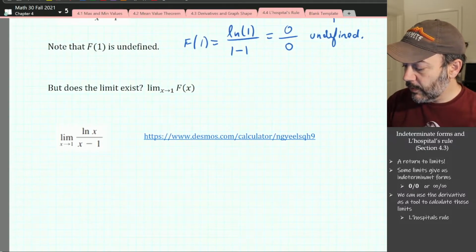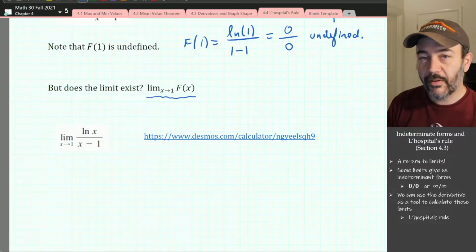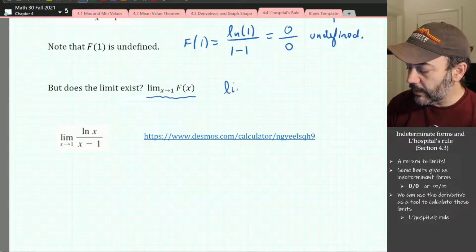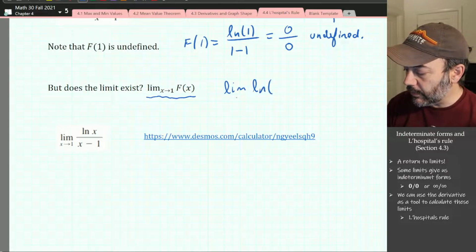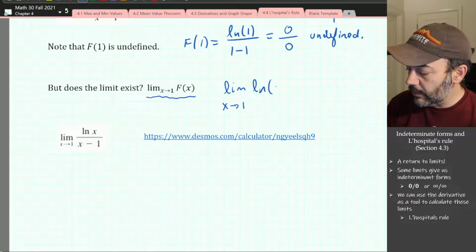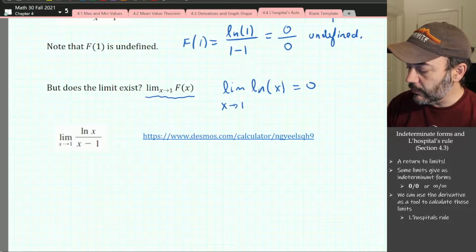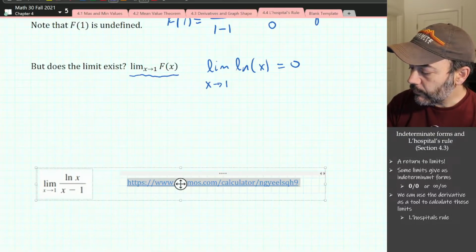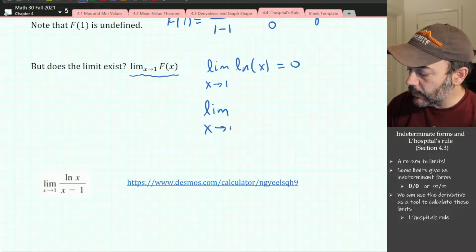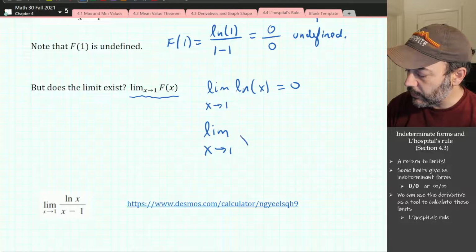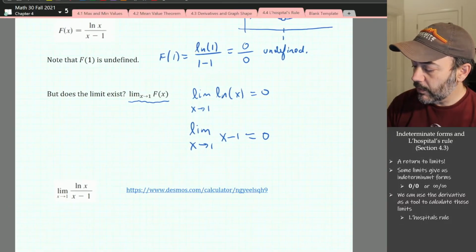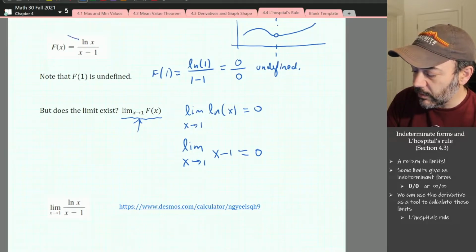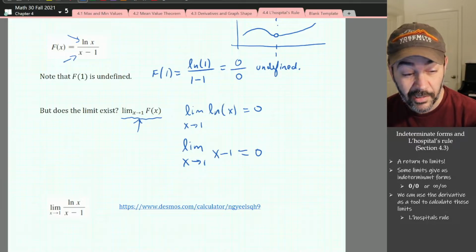So just to summarize, we try to take the limit of this function that's undefined at its value. But we would find that the limit as x approaches 1 of ln of x equals 0. And we would get that the limit as x goes to 1 of the denominator, which is x minus 1, also equals 0. So if we tried to apply the limit to the function, we would first look at the limit of the numerator, which approaches 0, and the limit of the denominator, which approaches 0. So the limit is getting closer to 0 over 0.